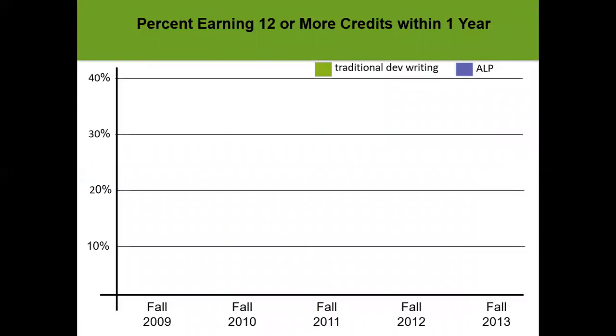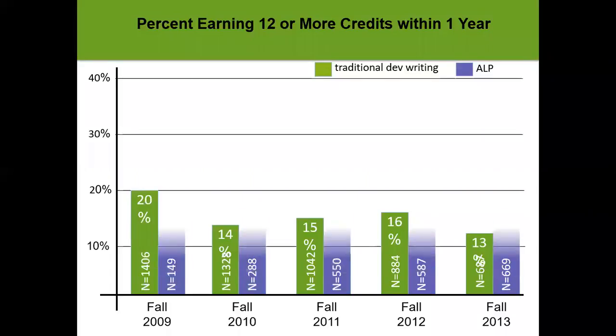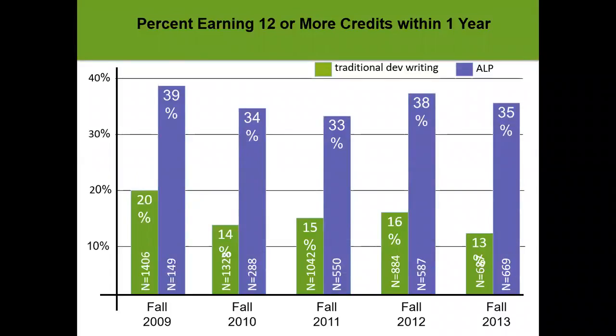But we also wondered, how do they do in the rest of their college studies? Are they getting credits in other courses? And as you can see on this chart, the number of students who earn 12 or more credits within a year of passing their developmental course is down. 20% is the highest it has been for students in the traditional program, and the ALP students have been in the 30% range every semester that we've gathered data for.